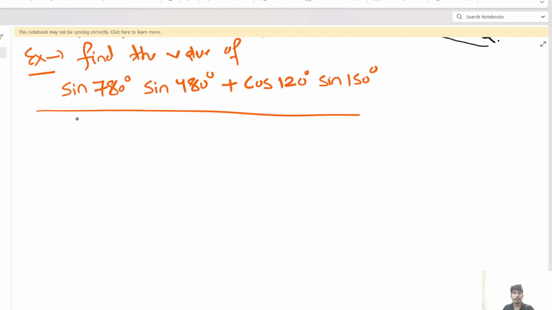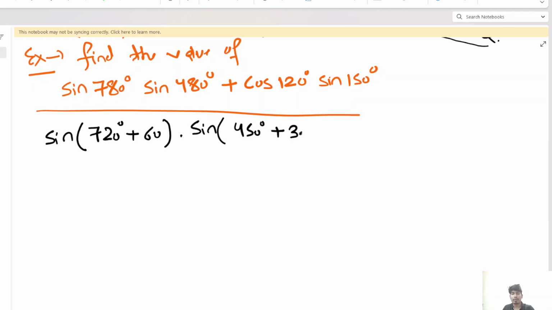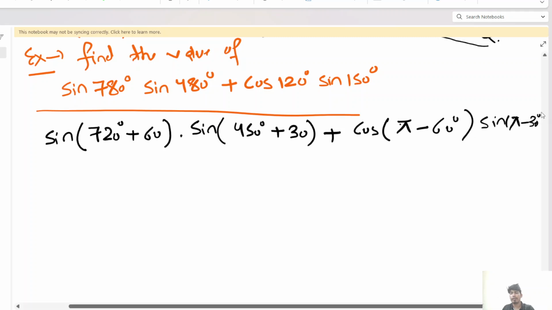Then solve this. We know sine 780 is written as sine of 720 plus 60, and sine 480 as sine of 450 plus 30. Plus this is written as cos(pi minus 60), and this is sine(pi minus 30). Can we write this?